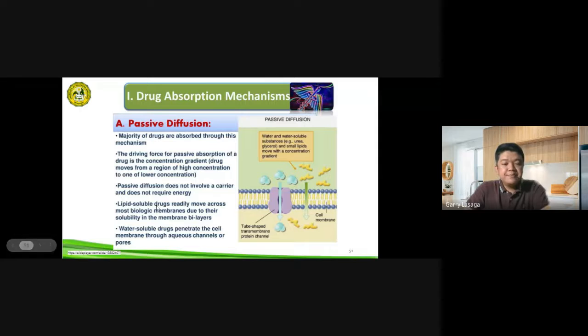So it is said that lipid-soluble drugs readily move across biological membranes due to their solubility in the membrane bilayers. Water-soluble drugs penetrate the cell membrane through aqueous channels or pores. Since the biological membrane is basically composed of lipid bilayers, only those drugs that are lipid soluble will be able to move across the biological membrane.